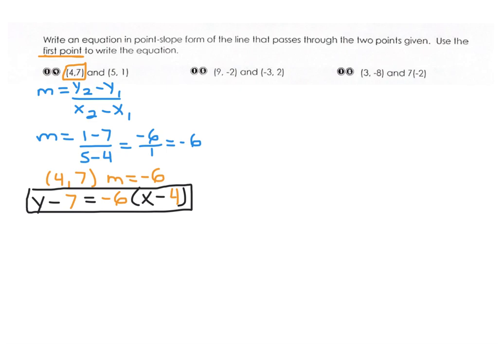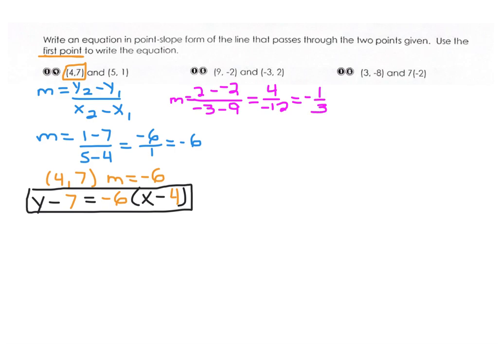Let's go ahead and try one more together, and then I'll have you guys try one on your own. So our first step in the next one is to find our slope first. So we're going to start by taking our y2 minus our y1. So we're going to take 2 minus negative 2 over x2 minus x1. So 2 minus a negative 2, that turns into plus a positive. So that will give us 4 over negative 3 minus 9, which gives us a negative 12. That will reduce to negative 1/3.